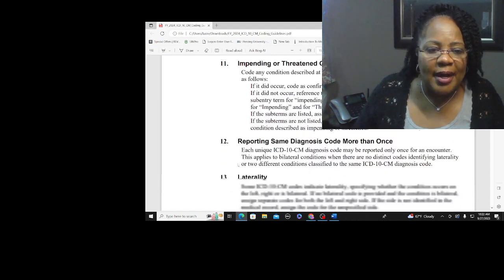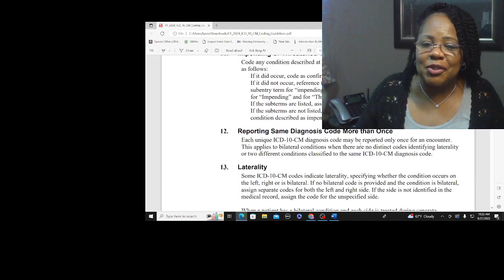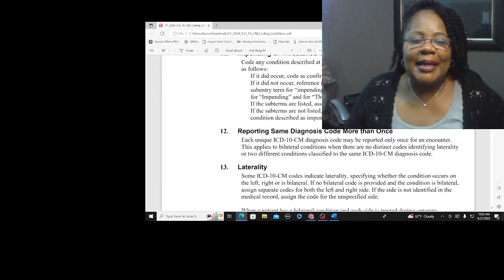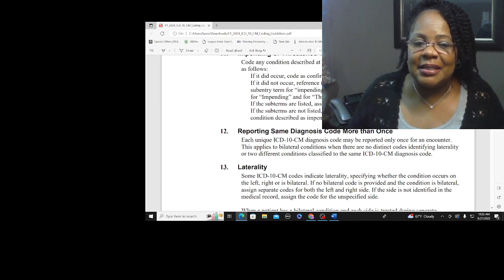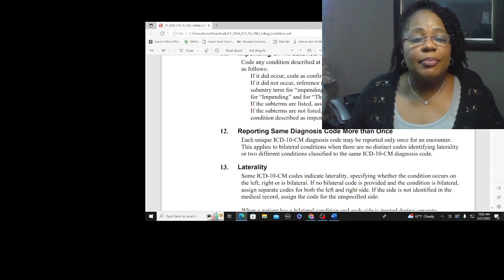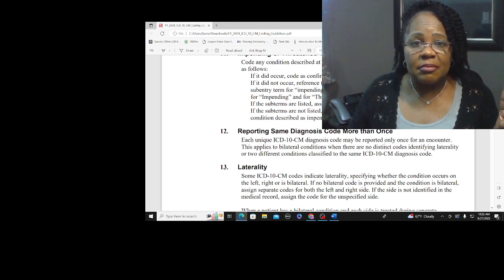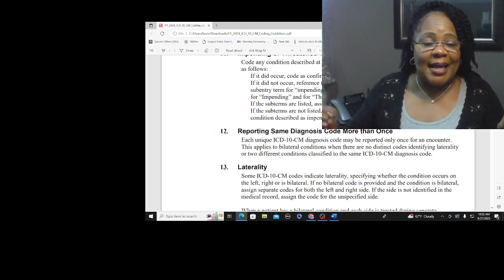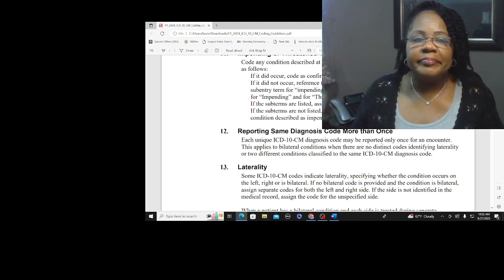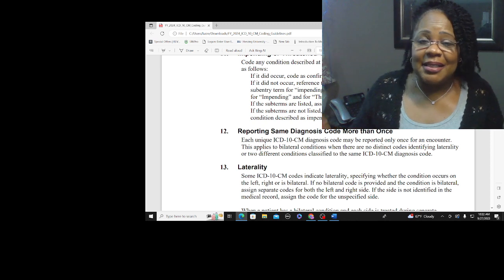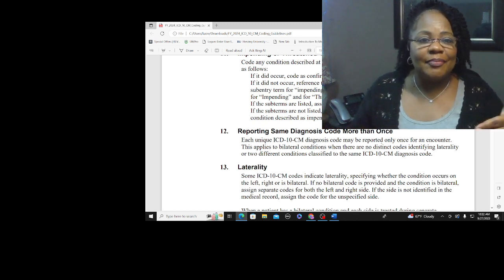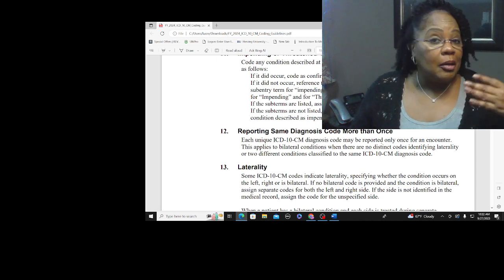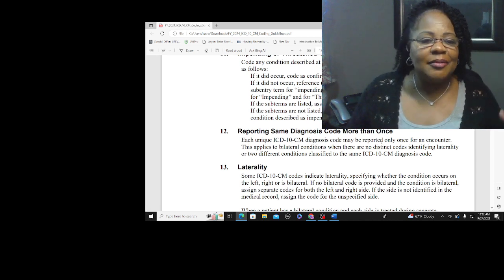All right, we're at number 12, reporting the same diagnosis code more than once. Each unique, they said unique for a reason, ICD-10-CM diagnosis code may be reported only once for an encounter. I can remember in ICD-9, if it was bilateral, we assigned the code 2 times. We don't need that anymore with ICD-10 because now ICD-10 has been expanded to identify right, left, bilateral, unspecified, etc.